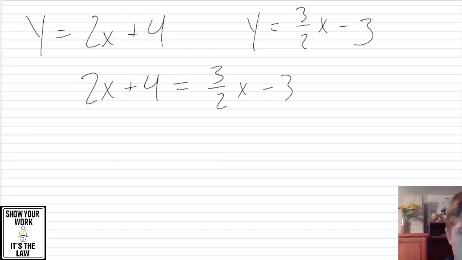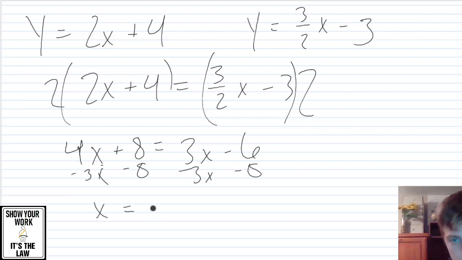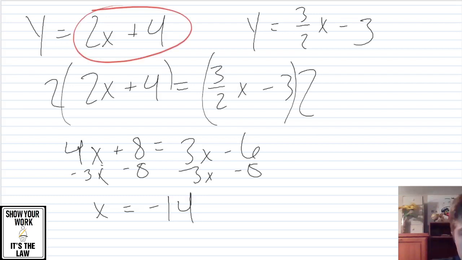And what that does for us is now we're only working with one variable. So we'll just solve it like a normal equation. We have a denominator, so we'll do clearing fractions, multiply everything by 2. 4x plus 8 equals 3x minus 6, minus 3x, minus 8, minus 8, minus 3x. X equals negative 14.